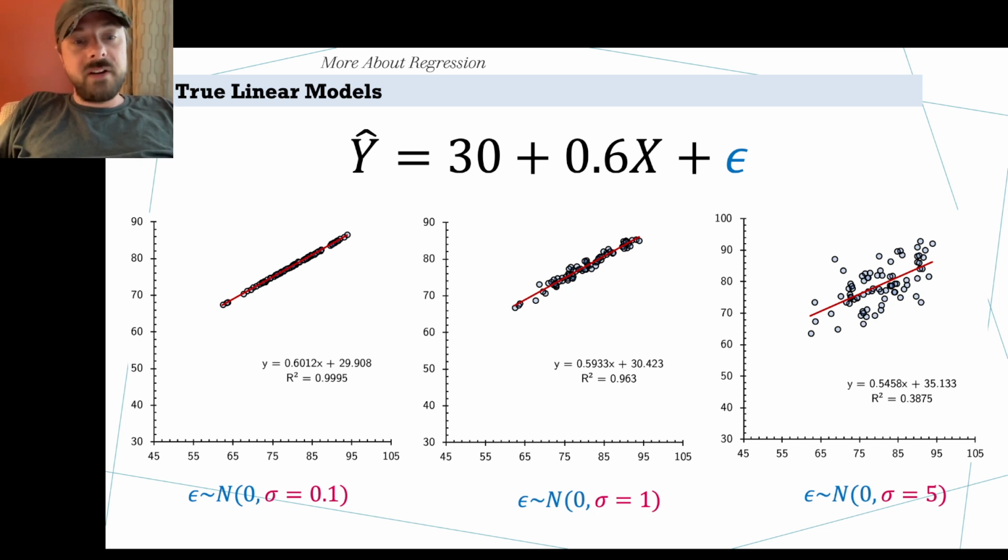Notice that there was more variability in the slope of the sample least squares regression line. The slope of the sample least squares regression line is still pretty close to 0.6, but it's 0.5458. There was a lot more variation, and therefore the sample slope wasn't quite the same as the true population slope that generated this particular model, right?